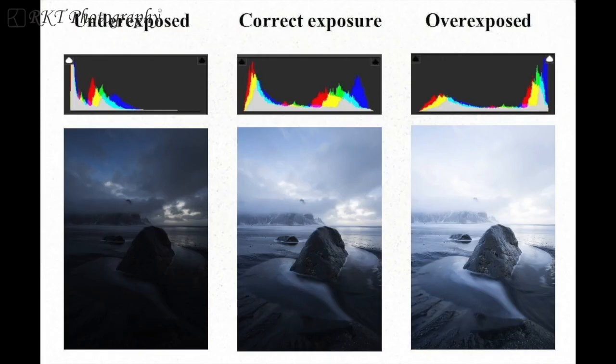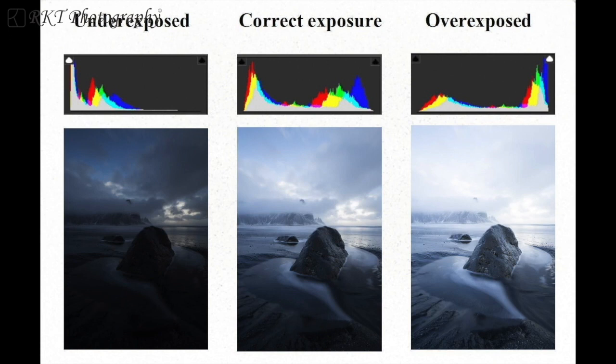Histogram. One should understand and know how to read a histogram. When the curve of the histogram goes to the left hand side, there you will see the image is underexposed. You can see in the example when there is darkness in the image or some shadows, you will see the histogram is on the left hand side, which is underexposed, and when the histogram is on the right hand side, the image is overexposed.